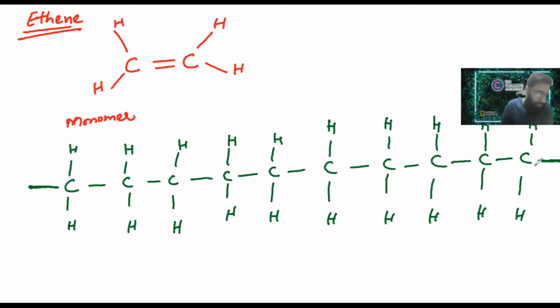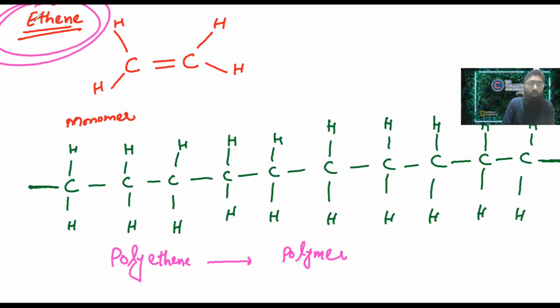This is the polyethene structure. Polyethene is a polymer. And what is the monomer of polyethene? The name of the monomer which is present in polyethene is the ethene monomer. So you get my point. Hope so.